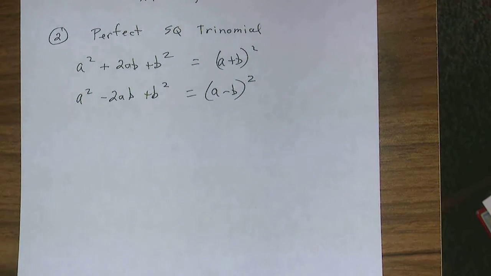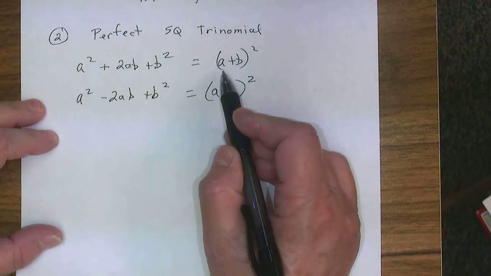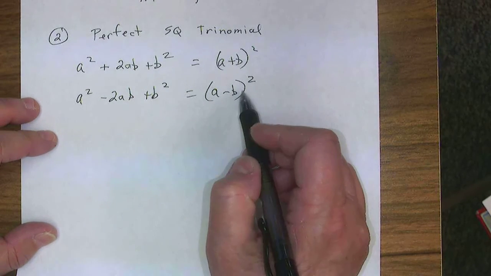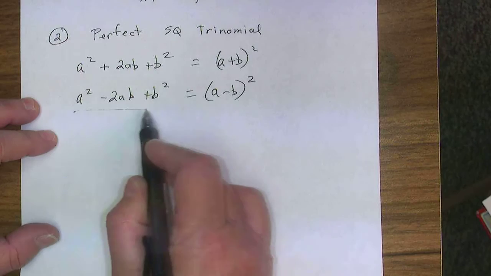Now let's look at the second special product, which is called a perfect square trinomial. This is where you take the binomial a plus b and you square it, or a minus b and you square it. This would be what you would get.